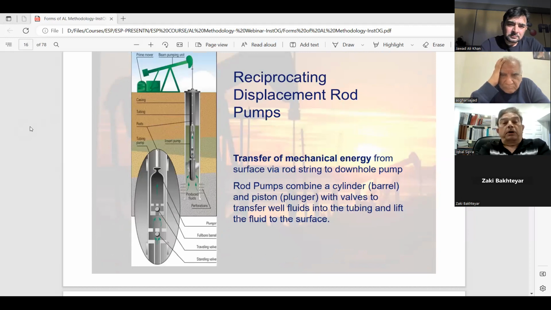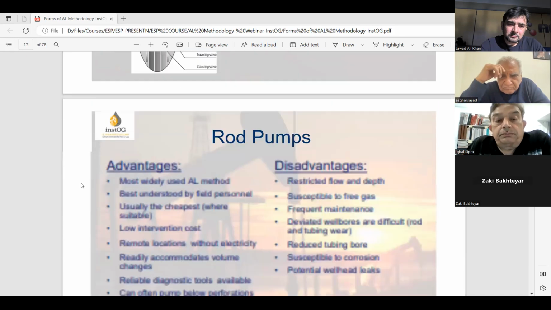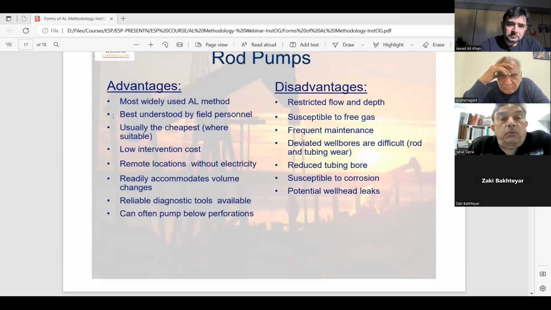Reciprocating displacement rod pumps, now dealing with them one by one. They transfer mechanical energy from surface through the rod string to the downhole pump. A rod pump combines a cylinder barrel and a piston plunger with valves to transfer well fluids to the tubing and lift the fluid to the surface. Rod pump advantages: most widely used artificial lift method, best understood by field personnel, usually the cheapest mode, low intervention cost, remote locations can be easily installed, readily accommodates volume changes, reliable diagnostic tools, and can often pump below perforation.